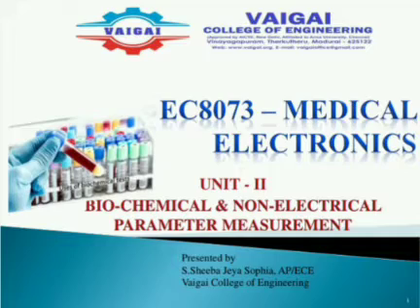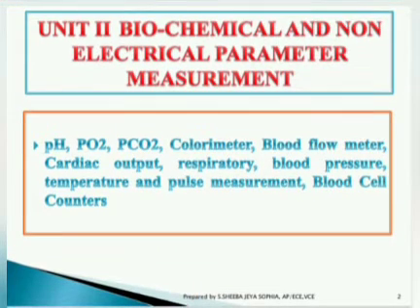Now we are going to discuss medical electronics, Unit 2, biochemical and non-electrical parameter measurement. In this unit, we are going to discuss pH, PO2, PCO2, calorimeter, blood flow meter, cardiac output, respiratory rate, blood pressure, temperature, and pulse measurement, along with blood cell counters.